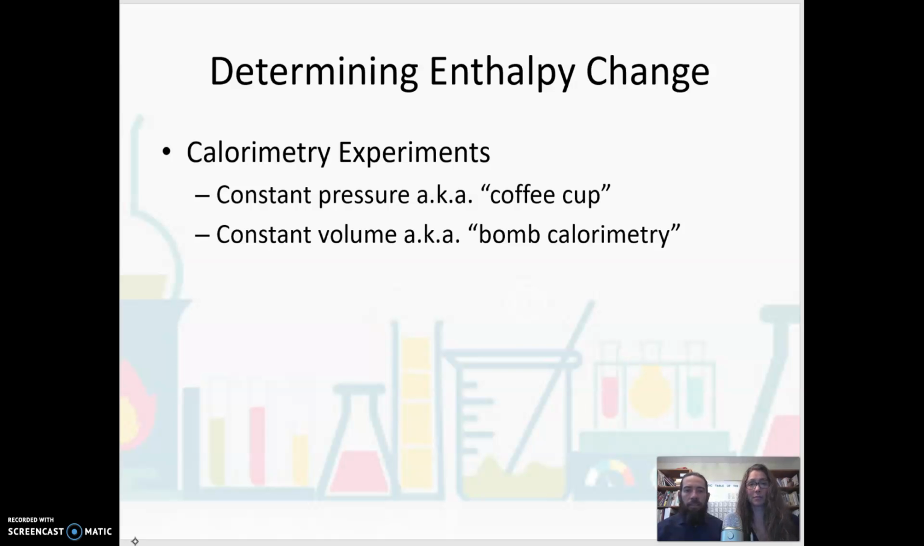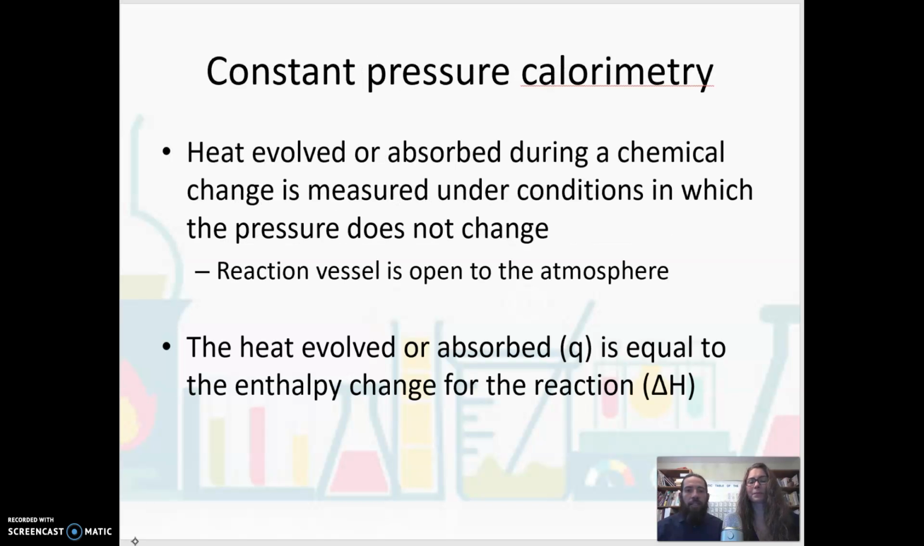One is at constant pressure, which means it's usually done just in the laboratory, open to the atmosphere, and it's at atmospheric pressure, or a constant volume calorimetry where it's in a vessel and it's held at constant volume, and we call that the bomb calorimetry method. So in this lecture we're going to talk about the constant pressure calorimetry.